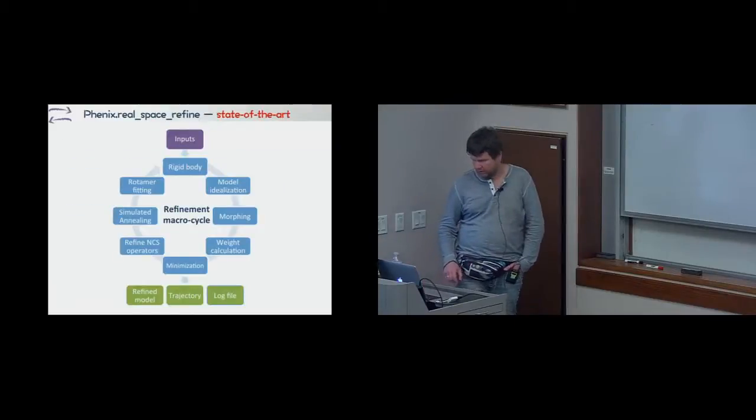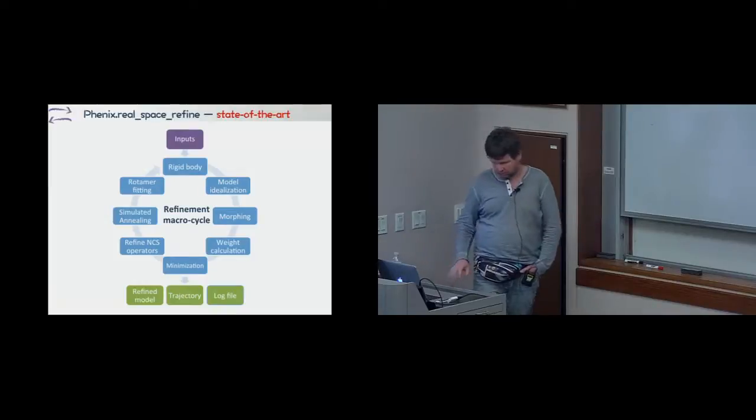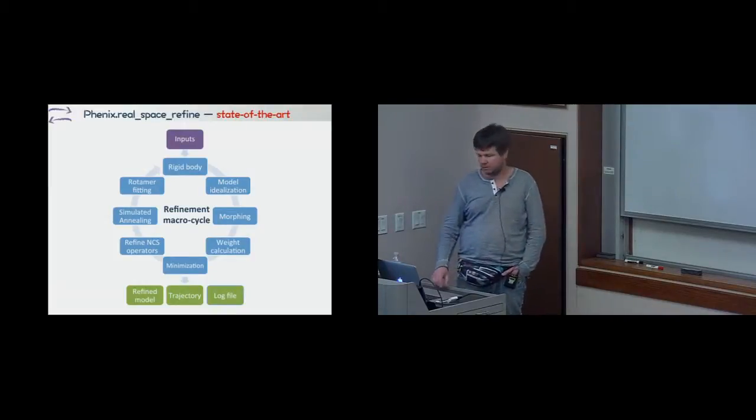So just briefly, this is what our whole refinement protocol looks like. Conceptually it is very similar to Phenix.refine, but has specifics for real space refinement. Again, we have an input model. We can do rigid body refinement. We can idealize the model if it is very distorted. We can do Tom Terwilliger's morphing. We calculate weights between the map term and geometry term in a very efficient way. We have a specific algorithm to do it in a matter of seconds. I don't have time to describe it now.